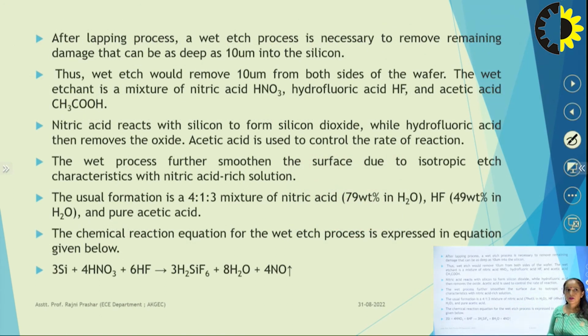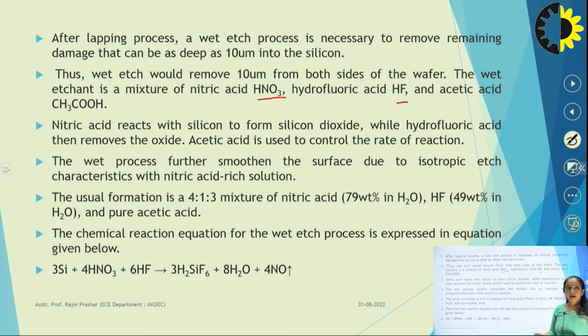After this lapping process, the wet etching process is used to remove the damage which may occur because of the process. Thus, wet etching can be used to remove 10 micrometers from both sides of the wafer. A mixture of nitric acid HNO3, hydrofluoric acid HF, and acetic acid CH3COOH can be used as the solutions for the wet etching.